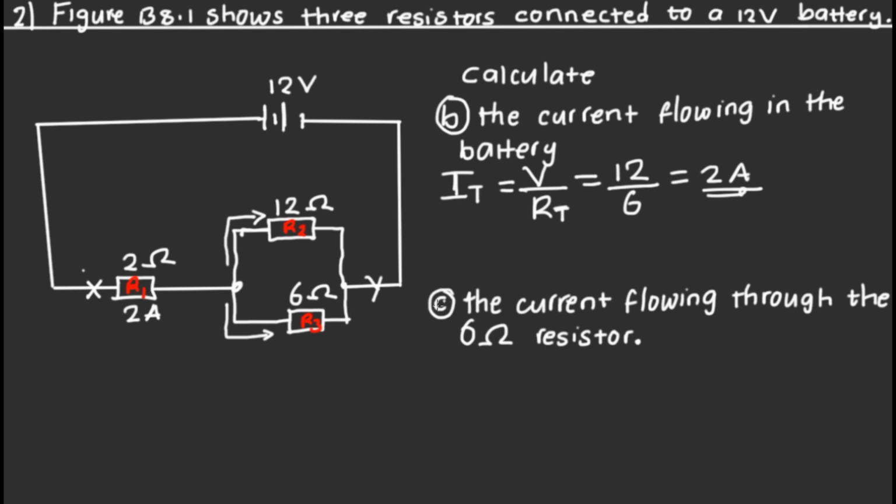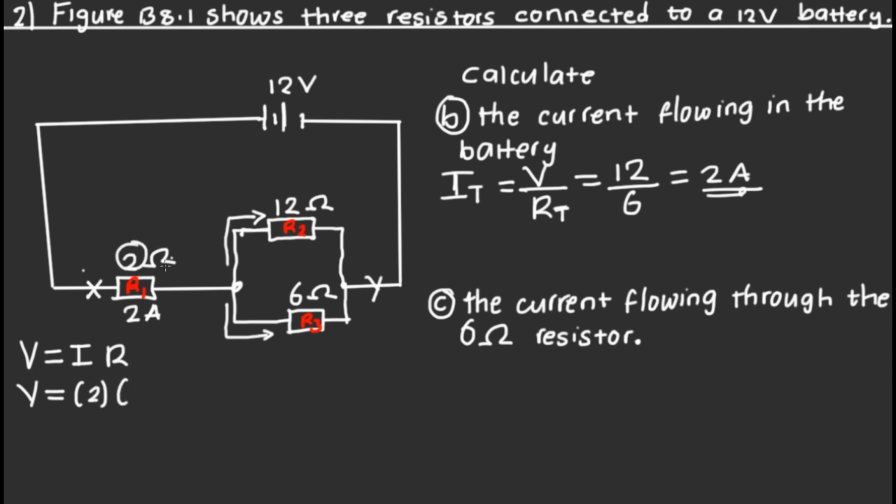Now let's look at question C. The current flowing through the 6 ohms resistance. From that 2 amps, how much flew through the 6 ohms resistance? So what are we going to do? Let's look at how much voltage was consumed by the 2 ohms resistance. Voltage is equal to current multiplied by resistance. So what's our current here? It is 2 amps. This is connected in series, so for current, you just have to use the total.